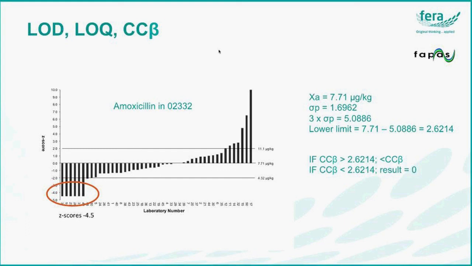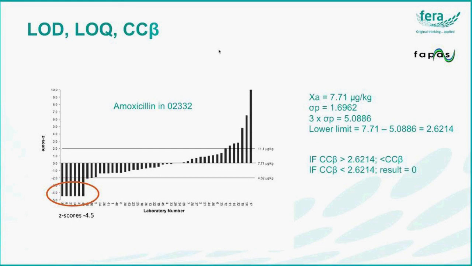One of the questions that we ask is about the limit of detection or quantitation, and in vet drugs, for EU regulatory purposes, this is the CC beta value. Not all labs will have a CC beta, so we also accept LOQ values. The assigned value in this case is 7.71, with a standard deviation of 1.6962.